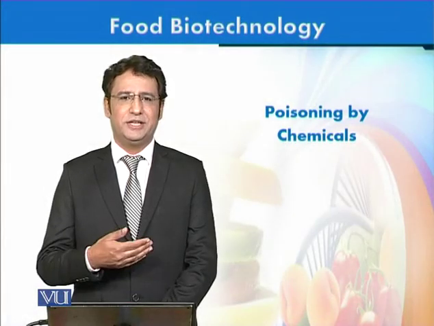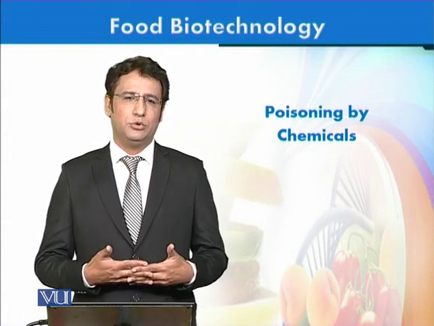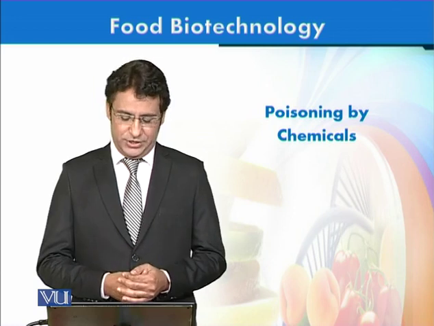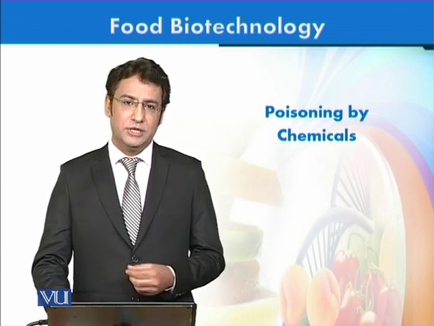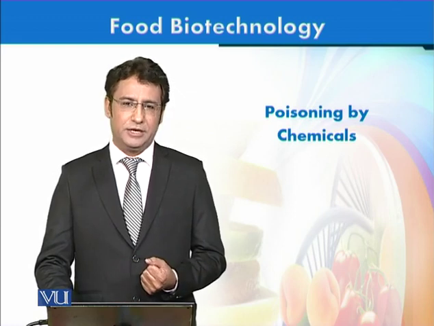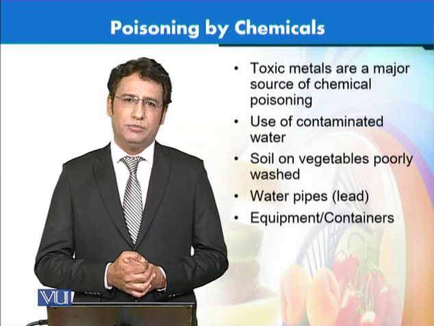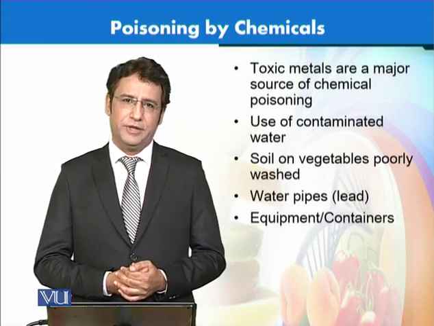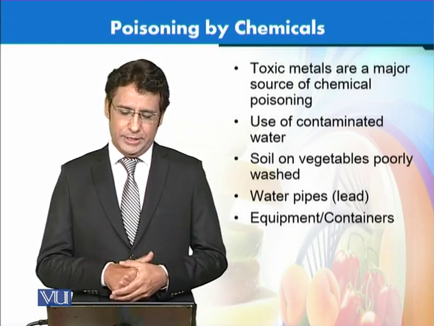So as we discussed the agricultural residues, there are also other chemicals that do create poisoning in humans when they are consumed in excessive amounts. So we'll discuss some of the very relevant and important chemicals that create poisoning in humans. The most predominant one are the toxic metals. They are a major source of chemical poisoning in human beings through food.